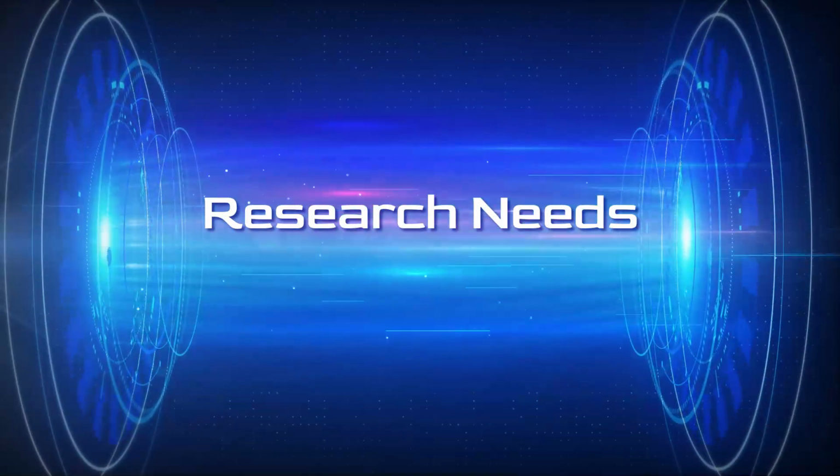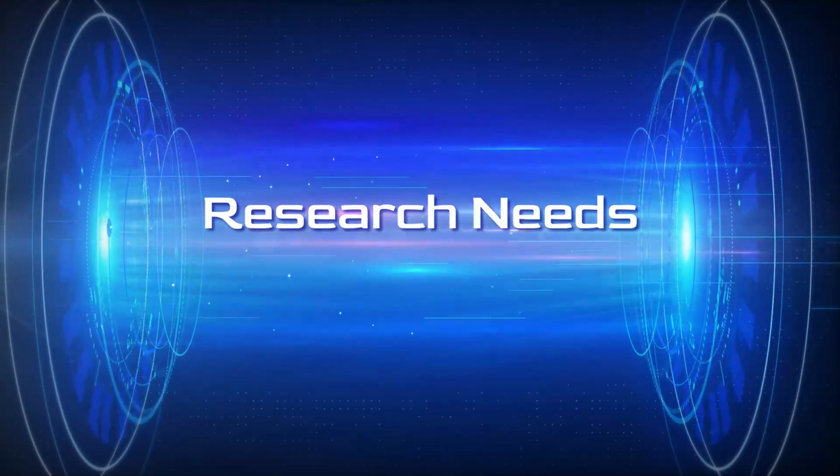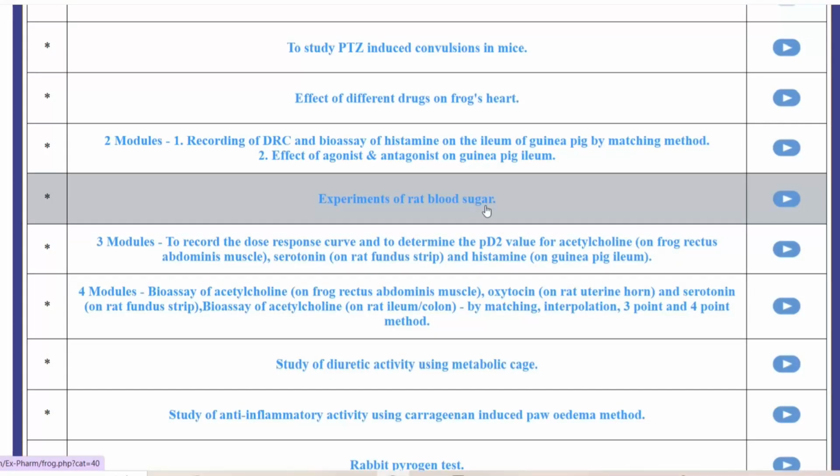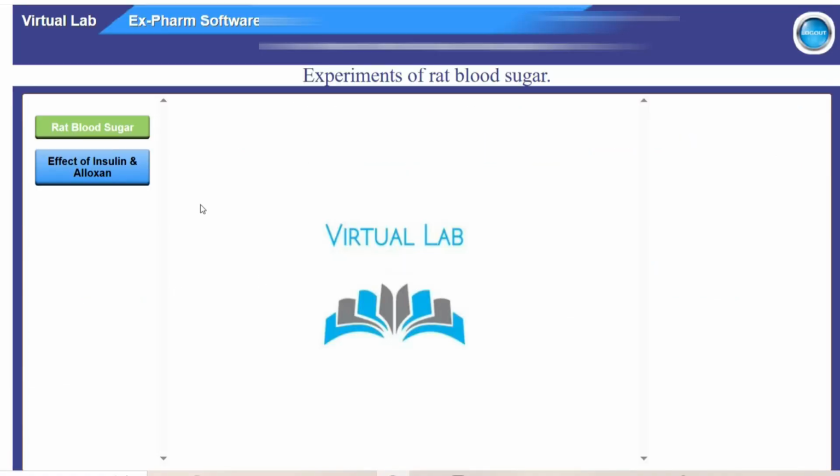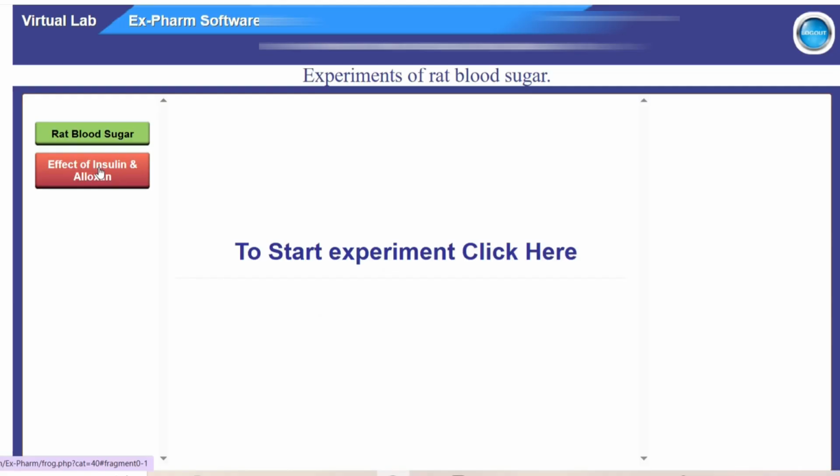In this video, we will see experiments on rat blood sugar. So we will go inside the ExPharm software. Now we will click on the effect of insulin and Alloxan tab. Now to start the experiment, we will click here.